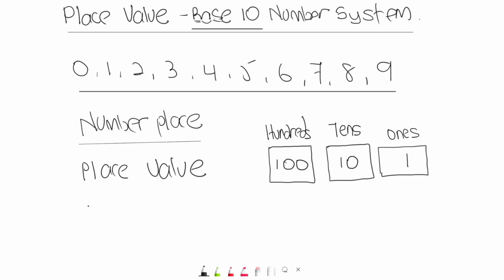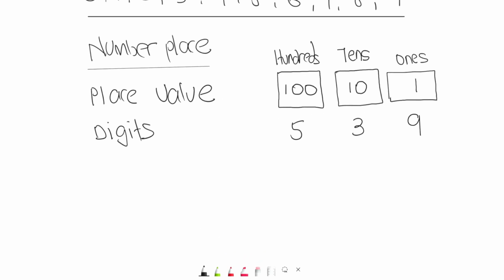Now let's put in some digits. Let's say here the same thing: 9, 3, and 5. So what is the value of this digit 9? It's just a digit, but what is the value of it? Since it is placed under the ones number place, the value of it would be 9 multiplied by 1. So the value is 9.